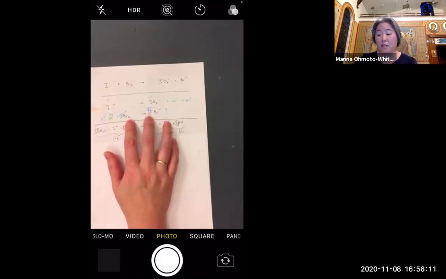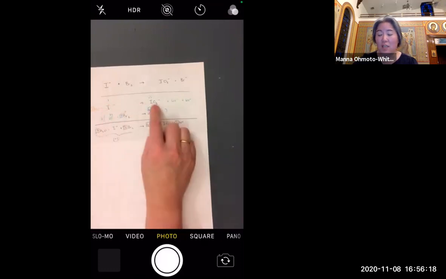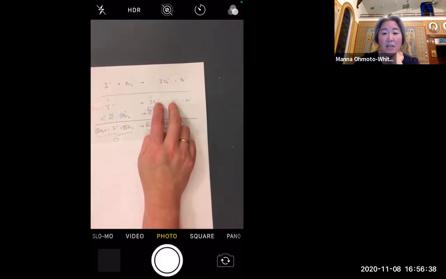Now I have to assign oxidation states. That one iodide ion is -1, so its oxidation state is -1. In the iodate ion, however, it has lost 6 electrons because now its oxidation state is +5. It's +5 because the overall charge is -1. I have 3 oxygens, and oxygen has an oxidation state of -2, so overall, the oxygen in the iodate ion is going to have a -6 oxidation state, so that means the one iodine has to have a +5.